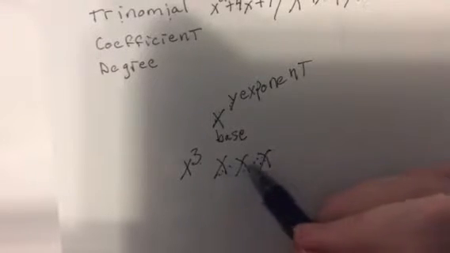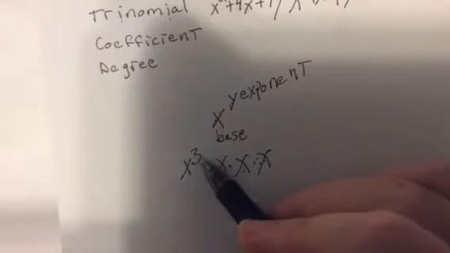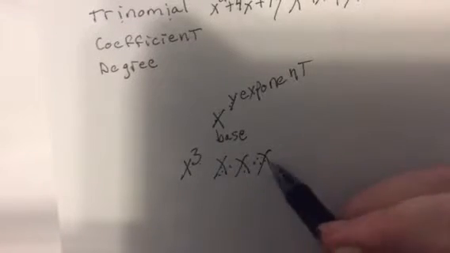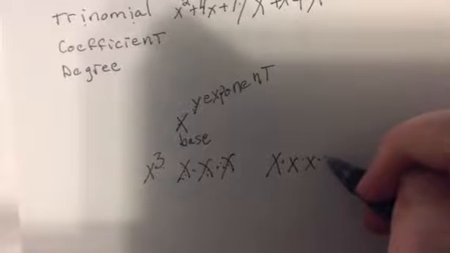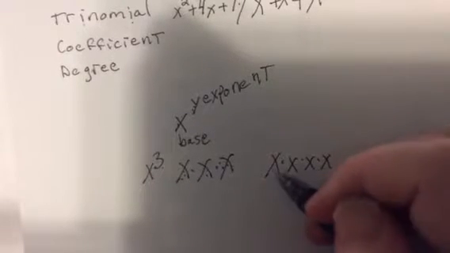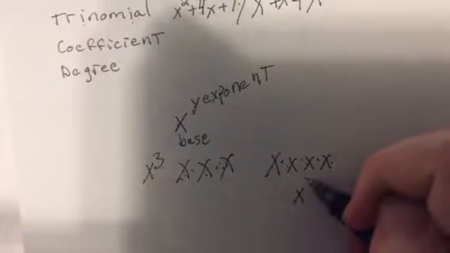So there's only 2 times of the number 3, but there's 3 bases. So if I said x, x, x, x, what is that as a power? You say it's all the same. It's got to be the same. So it'd be x to the 4th.